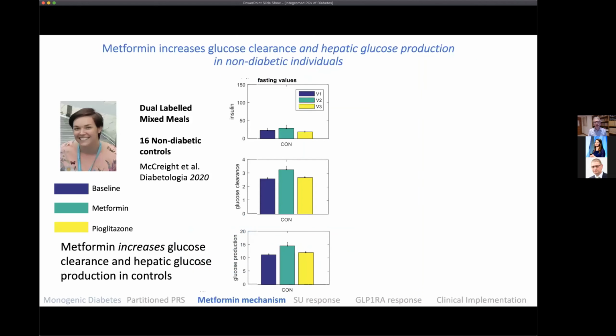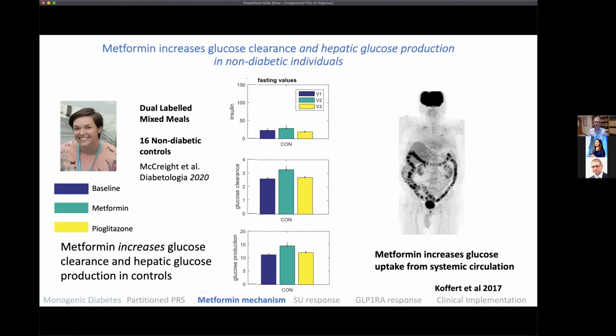And we've done a similar study, and I won't go into this in any detail again, but we used labeled meals, and we look at glucose production. And if you ignore the yellow bars, which is a treatment with pioglitazone, and look at metformin, again, we see increased glucose production compared to before they were taking metformin in this group of controls, non-diabetic individuals. So metformin is clearly increasing glucose clearance and increasing hepatic glucose production.